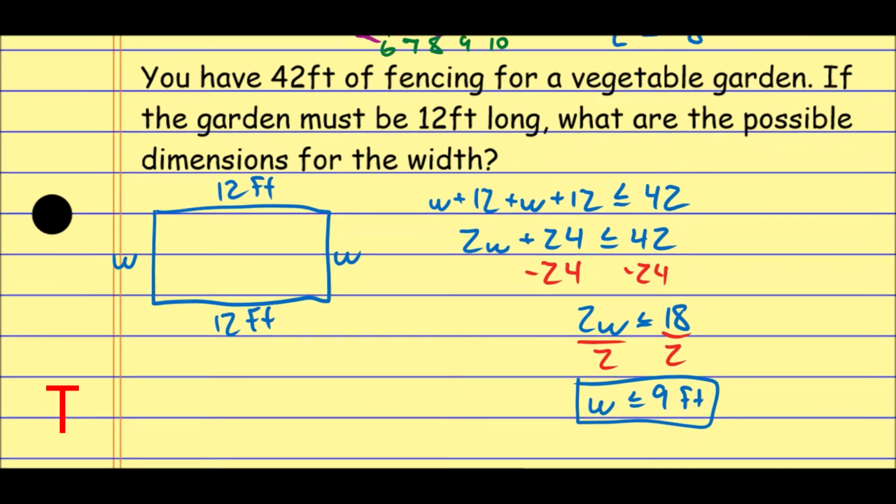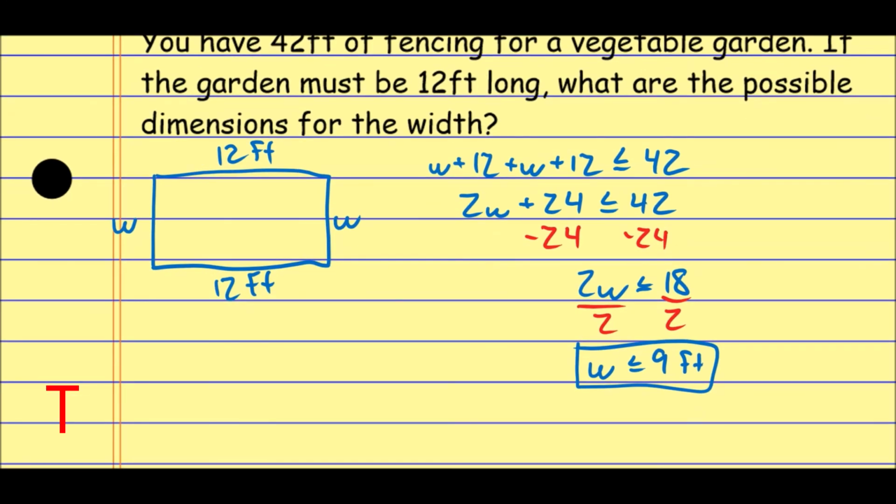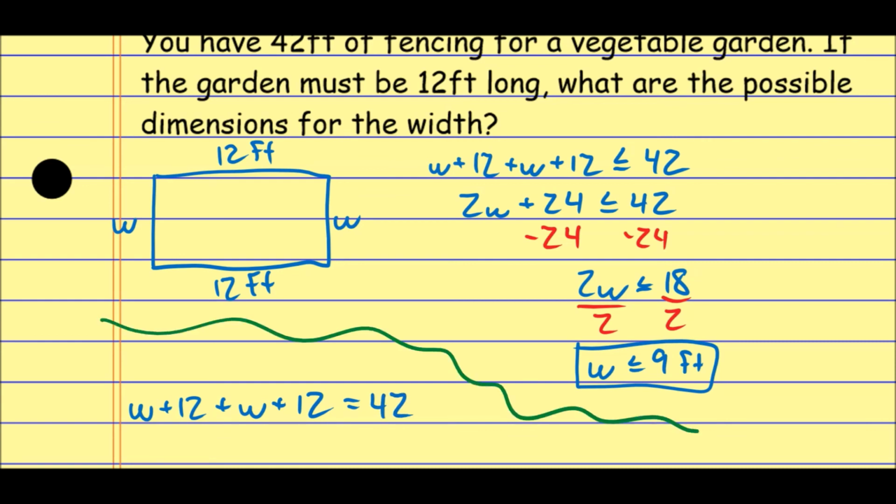The other way that students solve this one is a lot of times students will do this, okay? They'll say, all right, W plus 12 plus W plus 12, and they'll say it has to equal 42, okay? And see, this is not necessarily wrong. What's going to happen is you just have to interpret your answer differently. If you work through this, that's 2W plus 24 equals 42.